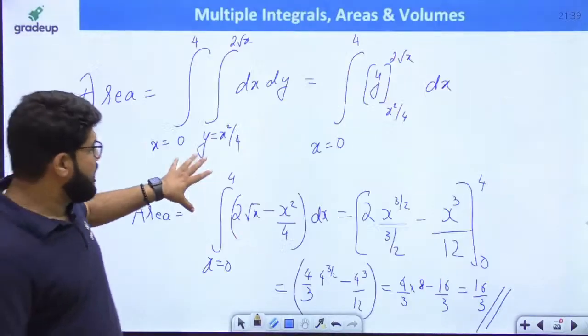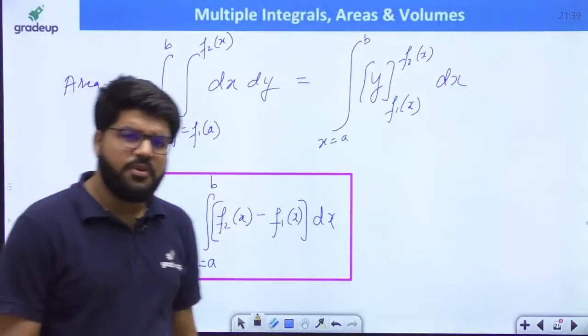Yes, Satyami, this is applicable if you are going for the vertical strip.